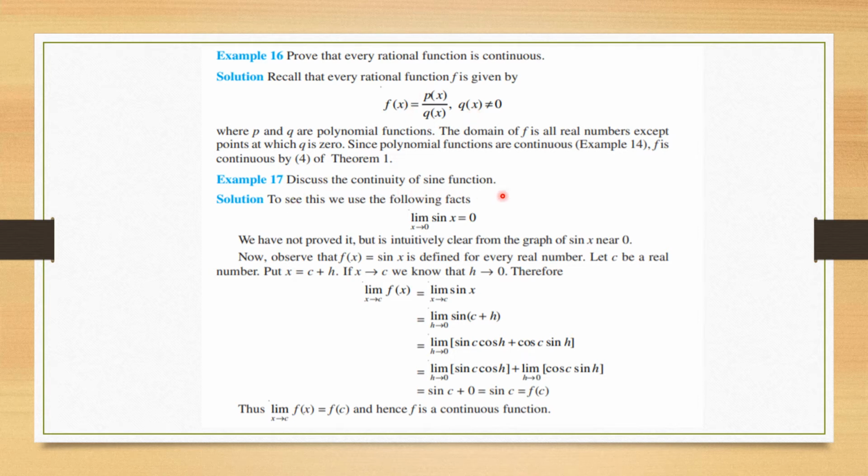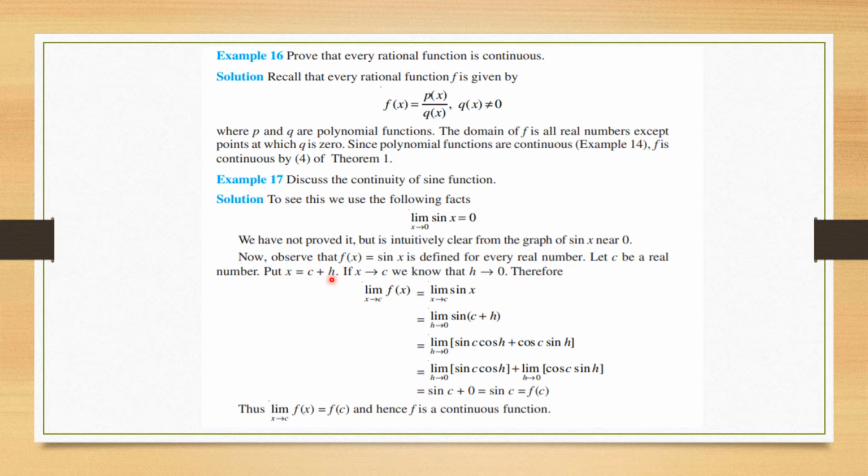Discuss the continuity of sine. Similarly, we can go for cosine, tan, cot, secant and cosecant, the other functions. To see this, we use the fact that limit x approaches 0 of sin x equal to 0. We have not proved it, but it is clear from the graph of sin x that near 0 it is turning out to be 0. Now let f(x) equal to sin x, which is defined for every real number, and c is any real number at which we are checking the limit of the function. Now how will we check?